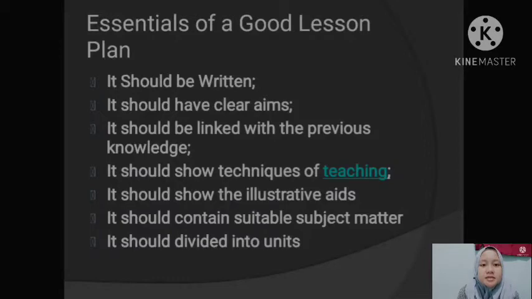And the eighth is it should provide for activity. The children must be given enough scope to be active. It should not make them mere passive listeners. Points 9 to 15 will be explained by Zahrotul Nafingah. Thank you.